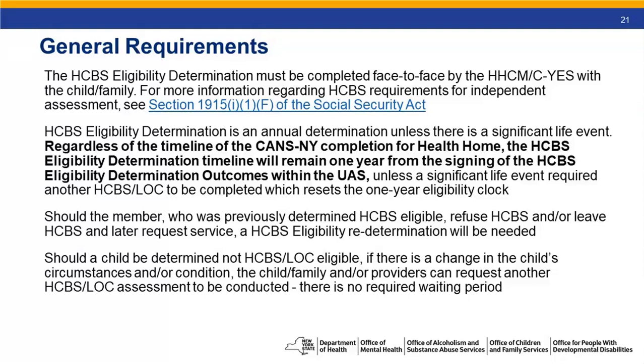If a child is not found eligible for HCBS, if there's ever a change in their circumstances or their condition, then the child, the family, providers, even the health home care manager can request that another HCBS eligibility assessment is conducted. There's no waiting period or time frame for this. We do know that children and families can be doing fine, and then a crisis or a situation could happen, or their condition or circumstances could change. So there is no wait period, but you want to make sure there is definitely a change, because otherwise you'll get the same outcome, that there's some different change within their circumstances or conditions.